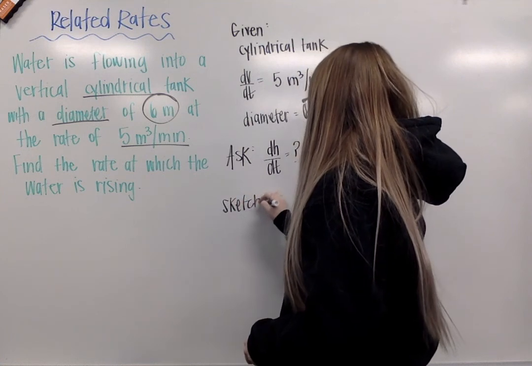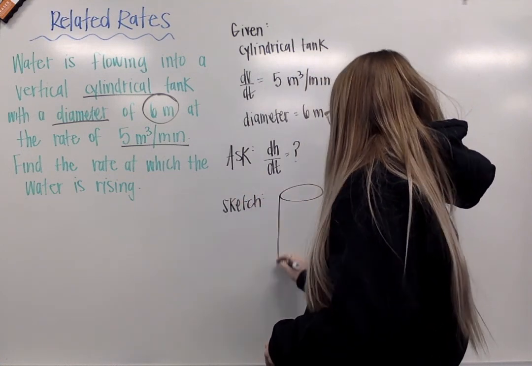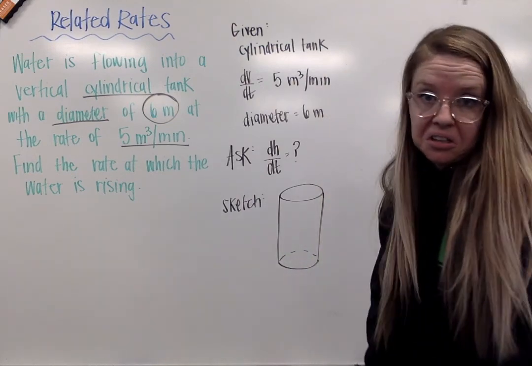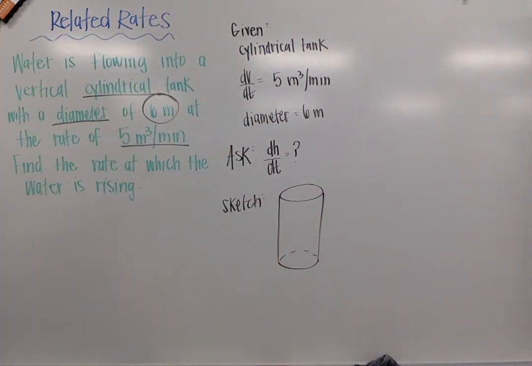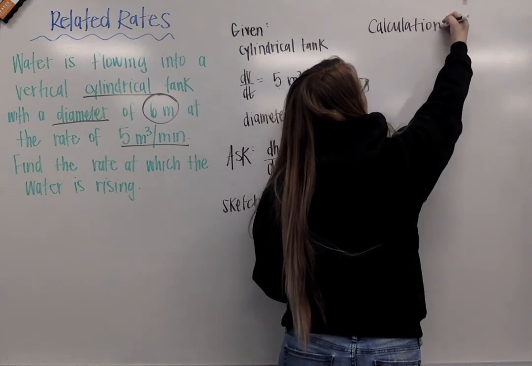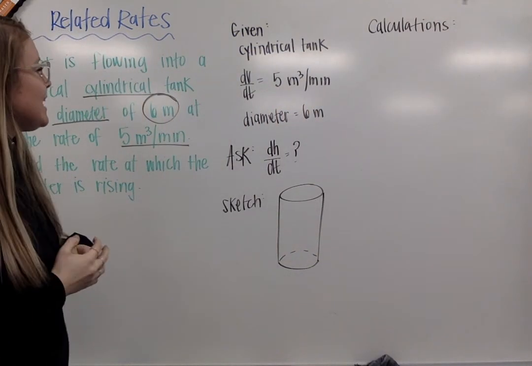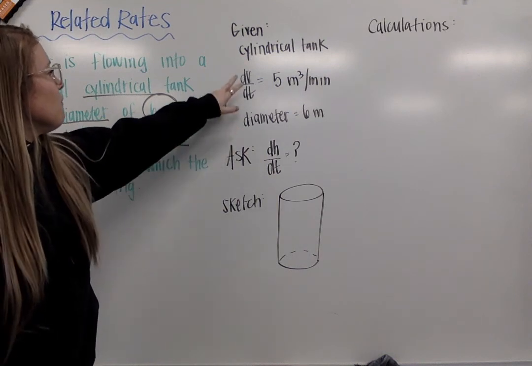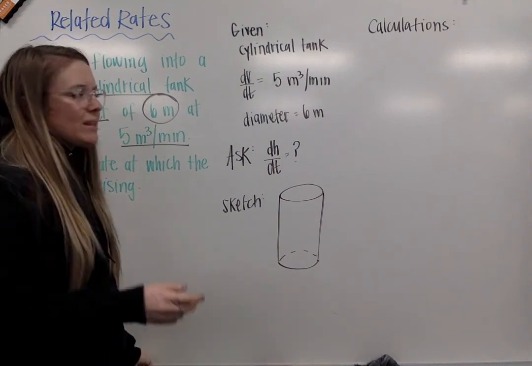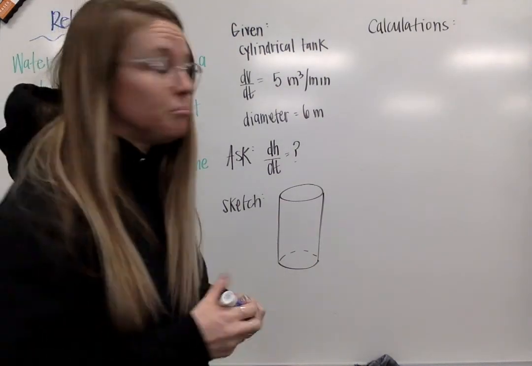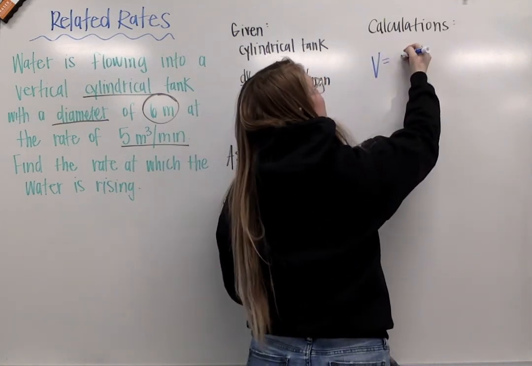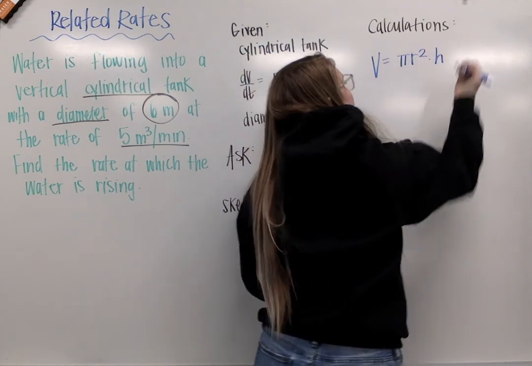Get ourselves a sketch here. So we have a cylindrical tank. Looks something like this. That's really ugly, but you get it. So to start out with my calculations, let's look at what's given and what's being asked. They've given us diameter, volume. They're talking about the rate of the volume, and they want to know the rate of the height. So I think here we're going to use, again, our volume formula. Pretty standard approach there.